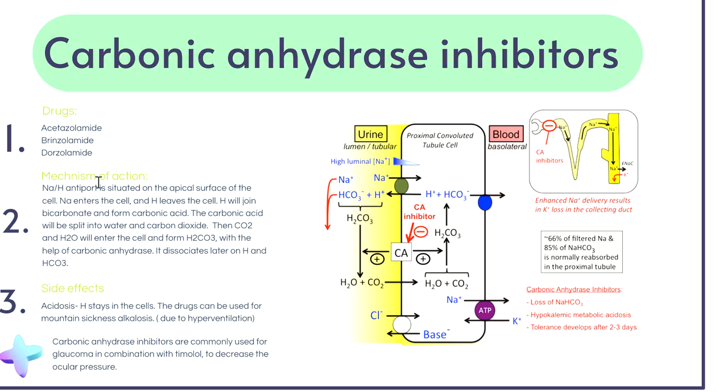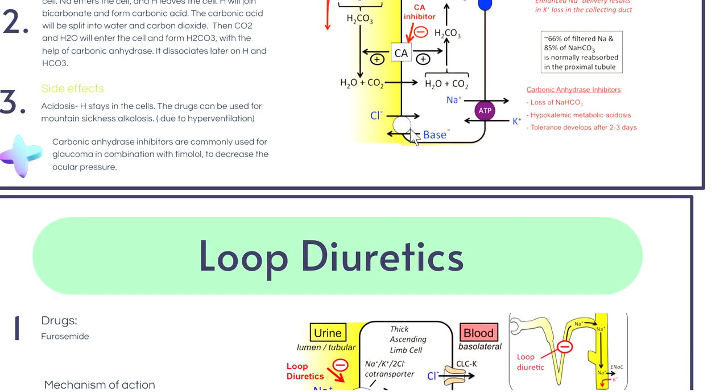Okay, and another use of these medications is for glaucoma. Then carbonic anhydrase inhibitors are given mainly together with timolol, because in this way they can decrease the ocular pressure. Overall, this medication is not the most used when it comes to decreasing the blood pressure. We mainly use the next group, which is the loop diuretics, the furosemide, but these medications are also part of the group of diuretics, even though they are not mainly used.